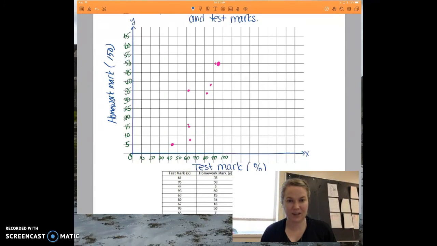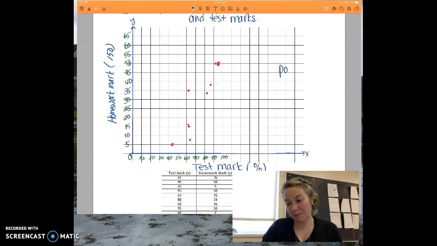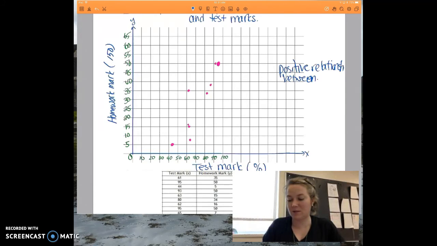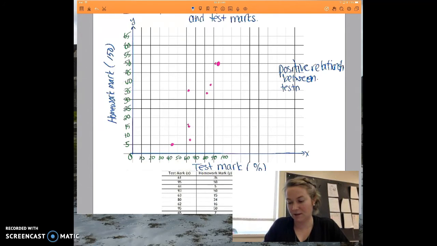relationship? Is there a relationship between homework and test marks? And the answer is yes. It looks like a positive relationship between, and we have to do our X first, so between test marks and homework marks.